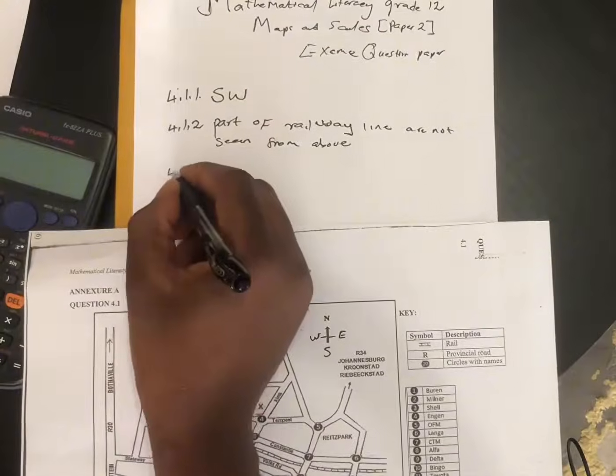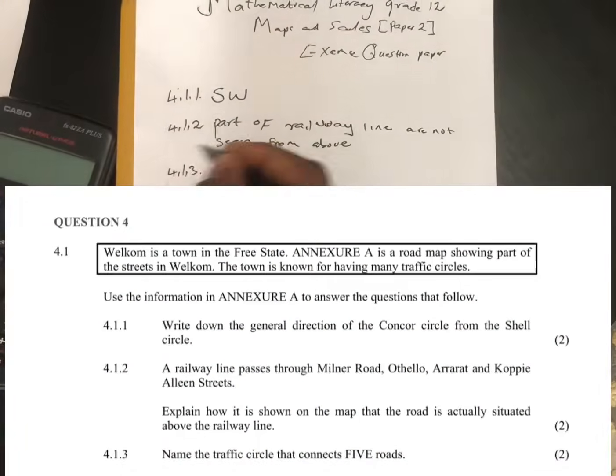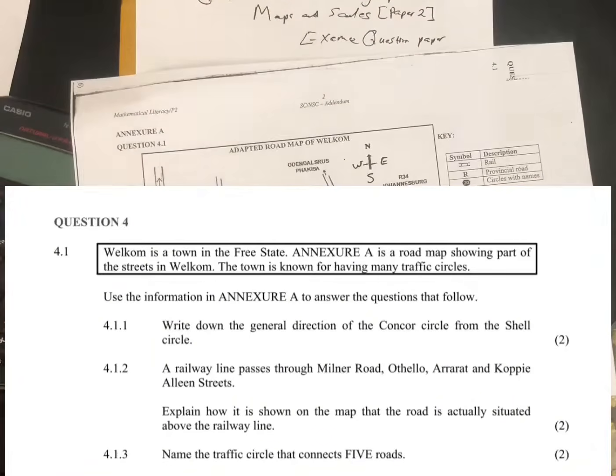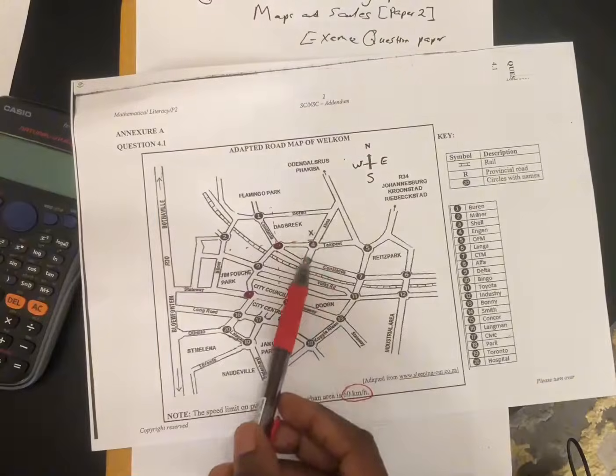And then we move to 4.1.3. It says name the traffic circle that connects 5 roads. So we just have to go and check on the map again for a circle that connects 5 roads. If you look at circle number 1, it connects 1, 2, 3, 4 roads.